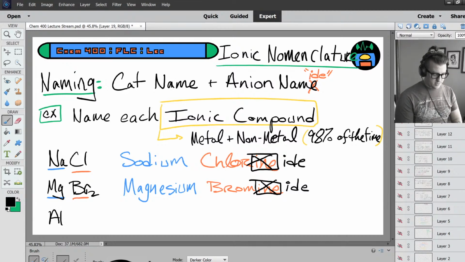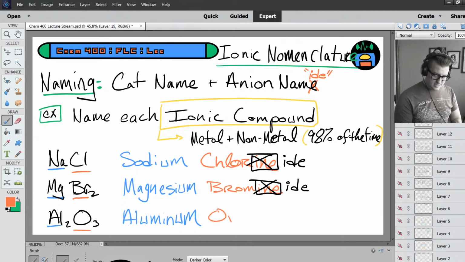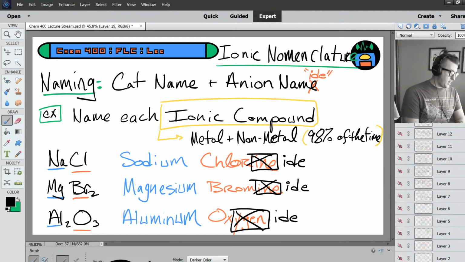And finally, Al2O3, let's name this dude. Again, cation always comes first, and this cation is aluminum. Our anion, well, the element is... whoa, hang on. Promise I can spell oxygen. Oxygen. And oxygen's anion name, we axe that ending, add an ide. This is aluminum oxide. All right.